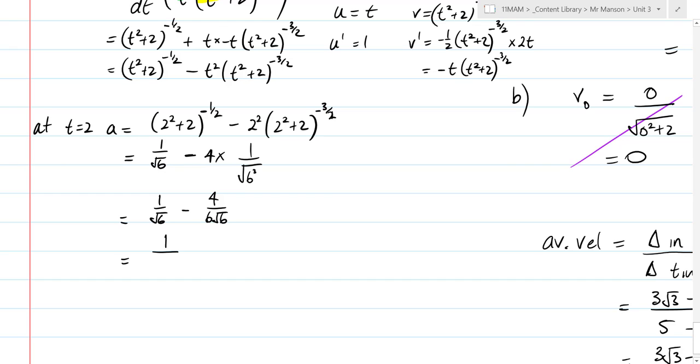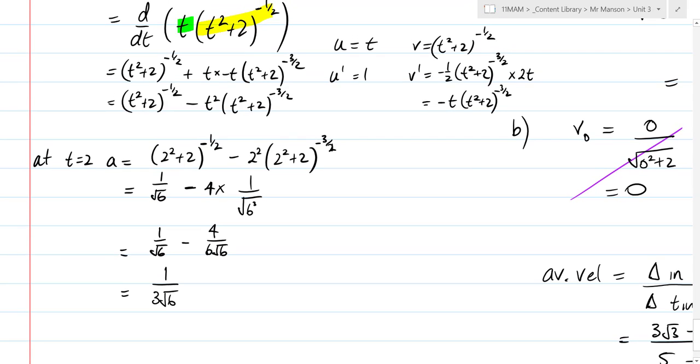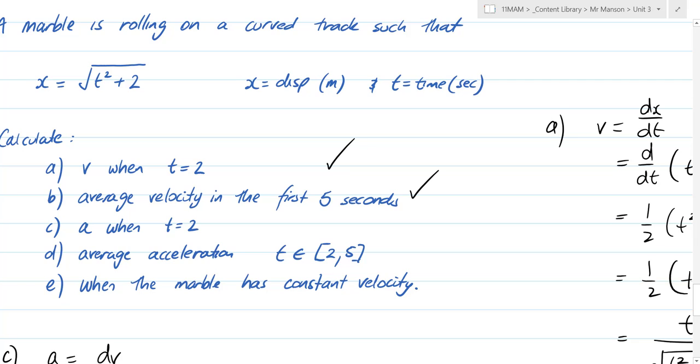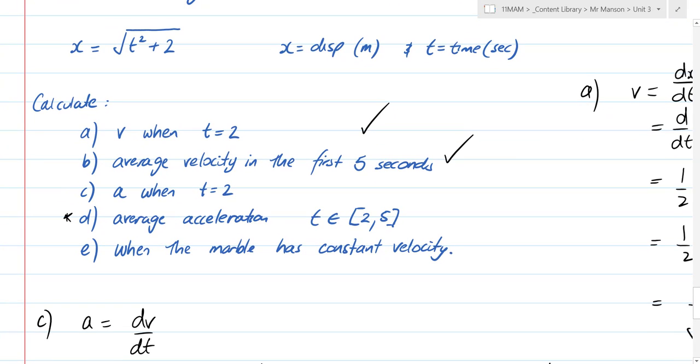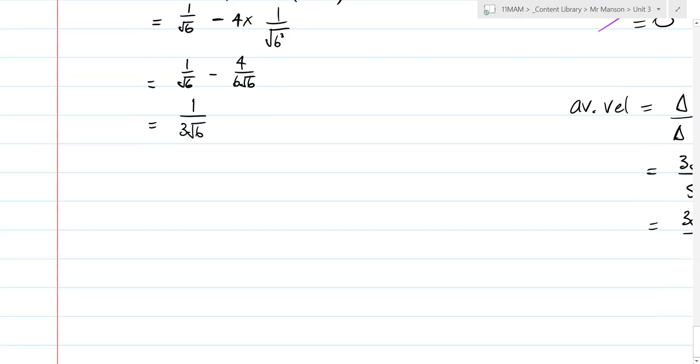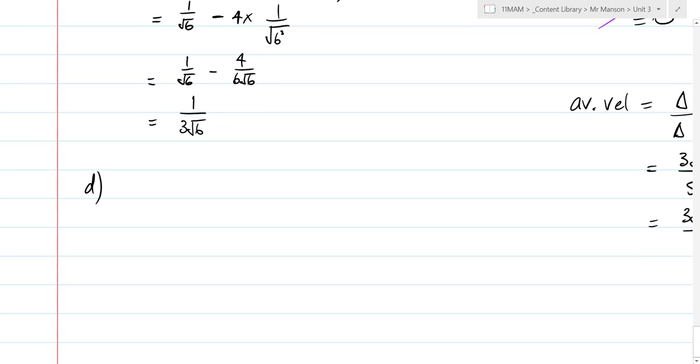How do we find the average acceleration? We're on part D. Average acceleration is the gradient again, and that's equal to change in V over change in T. And so if I go to my average acceleration, I need the change in V is between, notice here my domain, between 2 and 5. So I need to find V5 minus V2 over 5 minus 2 because my change in time is 5 seconds minus 2.